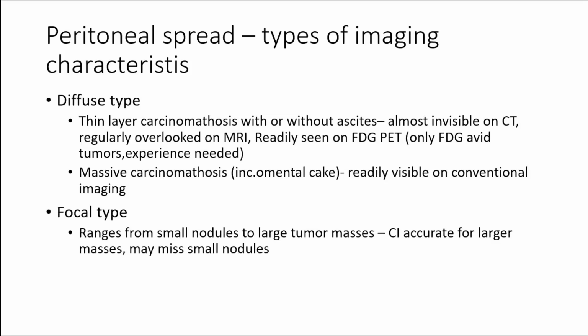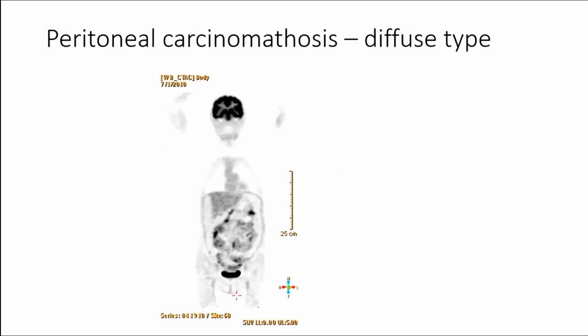So the peritoneal spread, on imaging, could be two different types. Diffuse type, either thin layer carcinomatosis or massive carcinomatosis like an omental cake, for example, or focal type ranging from small nodules to large masses. This is a typical case of diffuse type peritoneal carcinomatosis readily seen on FDG PET. If you want to assess that, do FDG PET. Don't do CT scan or MRI. They will underreport the peritoneal carcinomatosis.